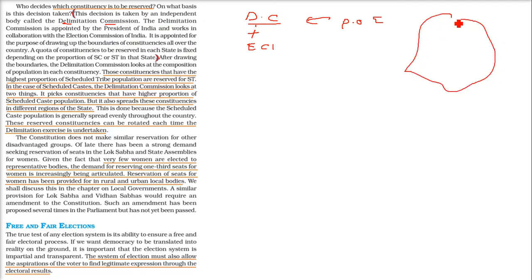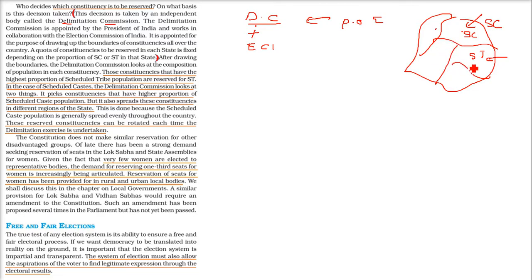So if this is the country, they make the boundary, and this boundary is made depending upon the population. That is, almost equal population should be distributed for the constituencies. Each constituency should have almost equal number of people, and then according to the proportion, if there are more SCs, this will be an SC constituency. If there are more STs, this will be an ST constituency. Those constituencies that have the highest proportion of scheduled tribe population are reserved for ST.